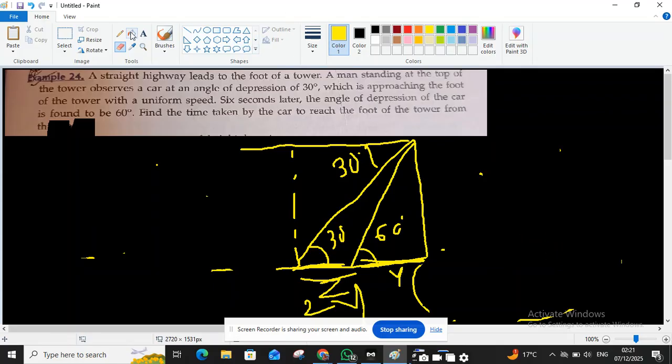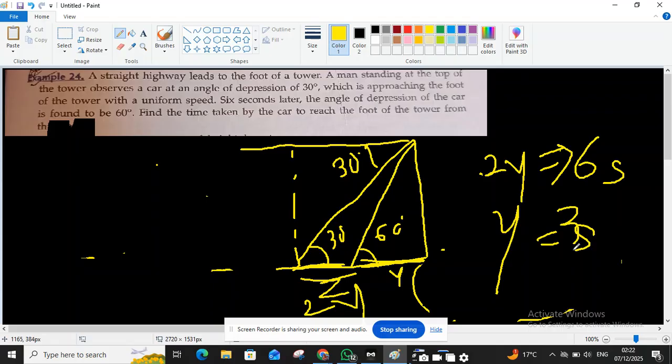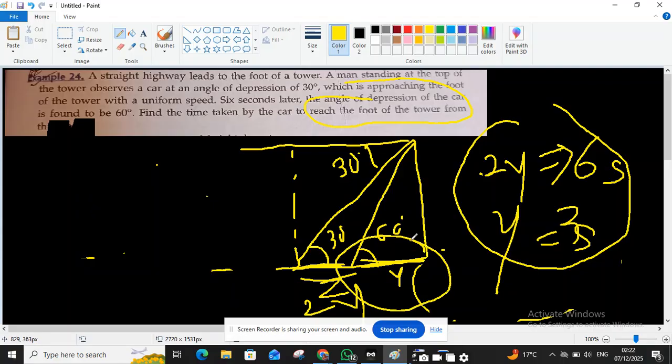Now let's get back to the question. I've got these two values, 2y and y. I am being told that I traveled 2y in 6 seconds. Understand this. I traveled 2y in 6 seconds as it is told in the question. It means I will travel y in 3 seconds. Simple unitary method. I have to find this only, which is the foot of the tower, meaning this y distance. Why? Because I have been told at the first that the car is moving at a uniform speed. So this is the sum.